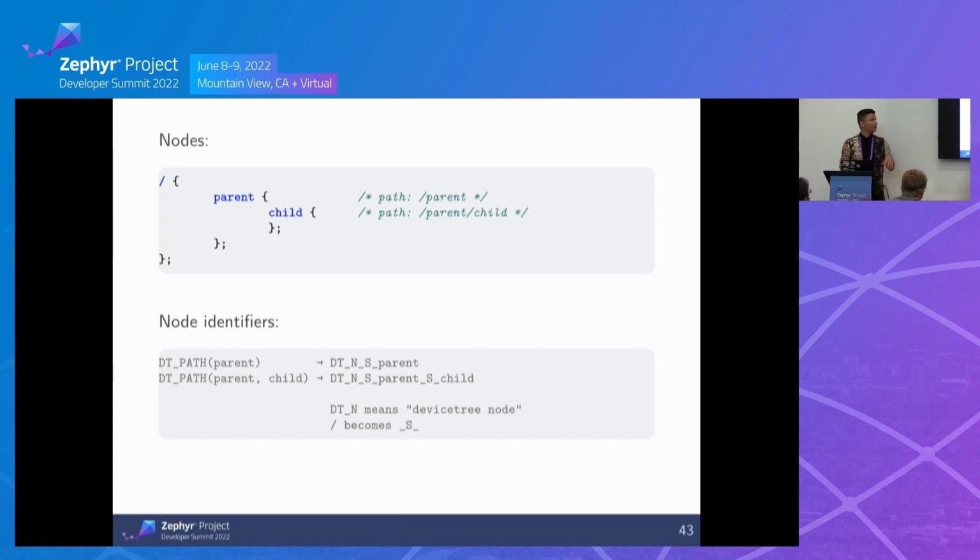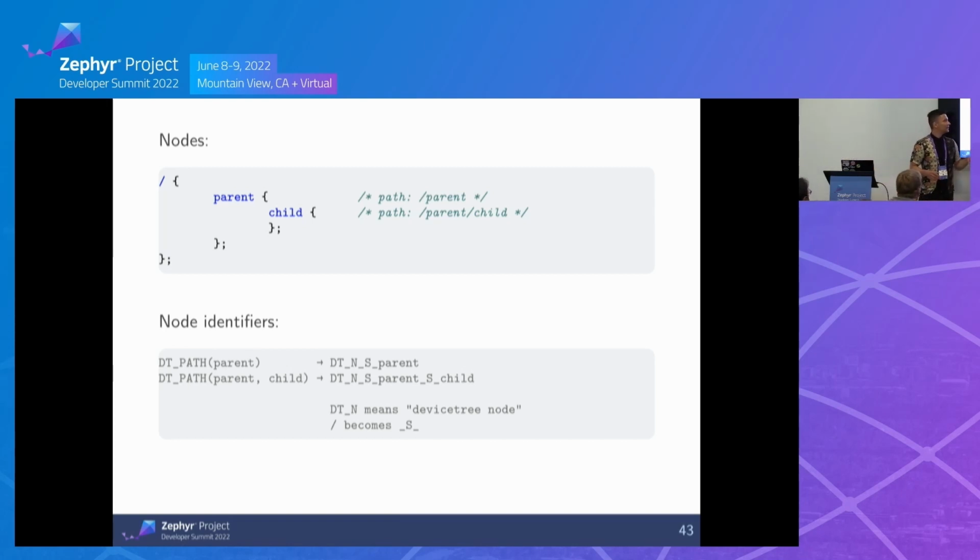So you may recognize this dtPath macro from the device tree API, and dtPath parent, if you know the API, is a node identifier for the node with path /parent. And similarly, dtPath parent child is the node identifier for a node with path /parent/child. And that's what they expand to. They expand to these kind of random-looking tokens. But the really interesting thing is that there's a mnemonic here and there's a system here.